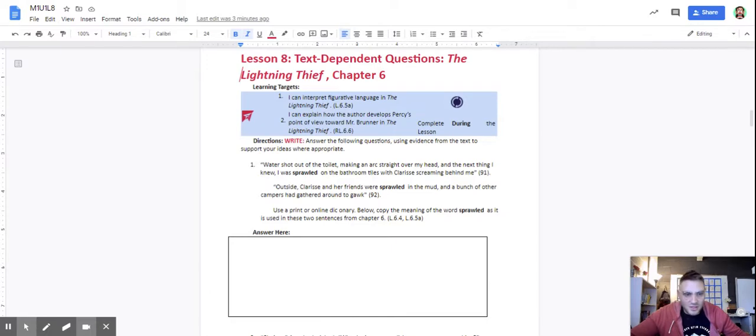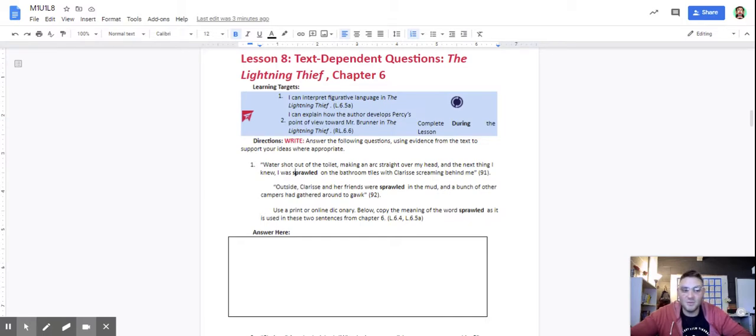So here we go. The directions are write. So you got to write. Answer the following questions using evidence from the text. Now, evidence from the text comes in the form of quotes or you summarizing in your own words something that the text actually said. So the quote from the book would be, "Water shot out of the toilet, making an arc straight over my head, and the next thing I knew, I was sprawled on the bathroom tiles with Clarice screaming behind me." So sprawled was the word here in bold.